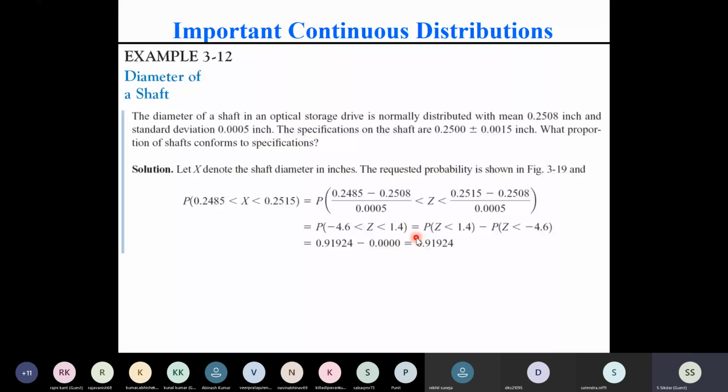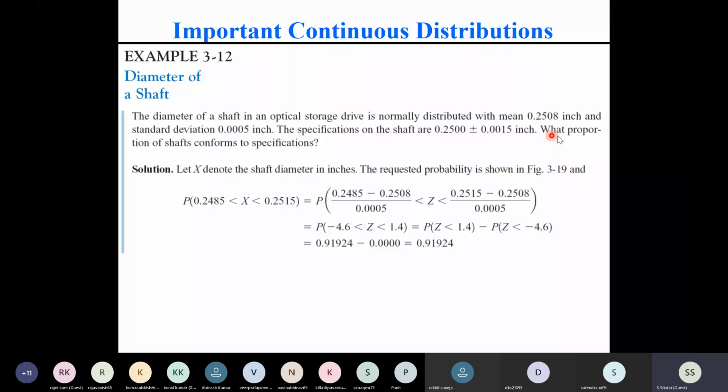Let's say in a machining shop, one shaft has been given, and the diameter is normally distributed with the mean value 0.2508 inch and standard deviation 0.0005 inch. Although the machining can be perfect, there is always a probability that there will be some deviation. The specification on the shaft is 0.2500 plus or minus a tolerance of 0.0015 inch. What proportion of shafts conforms to this specification?